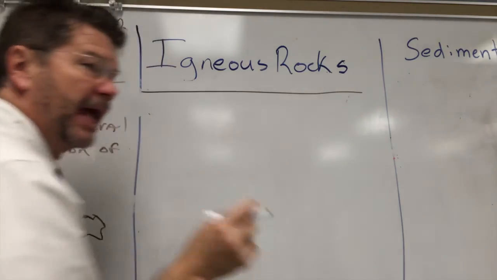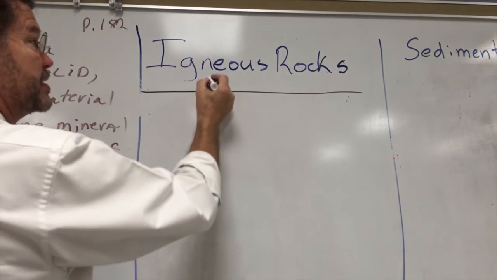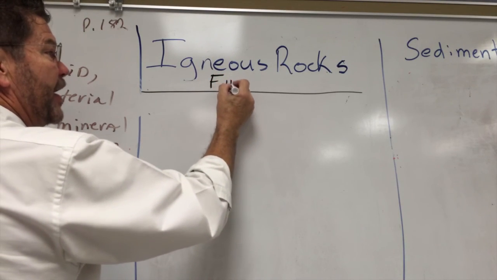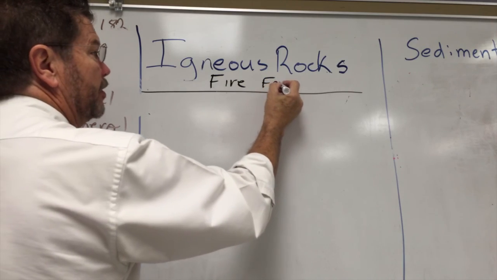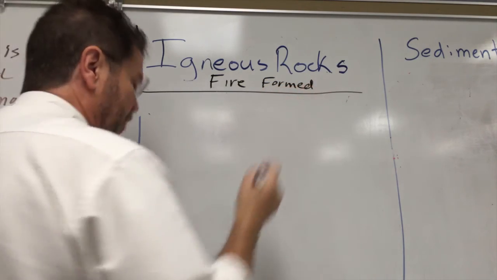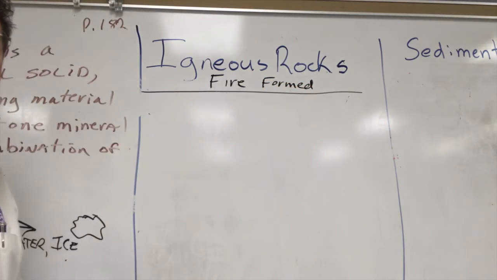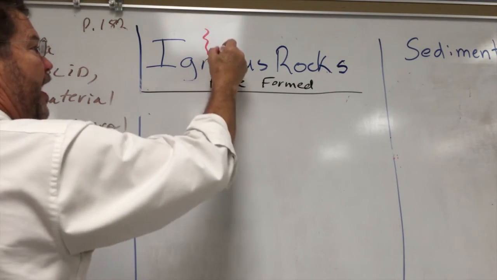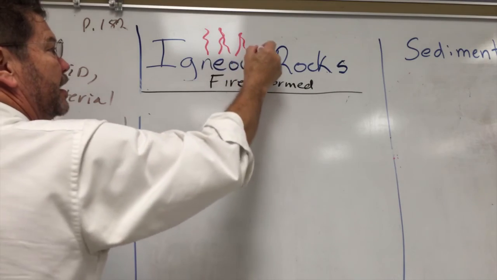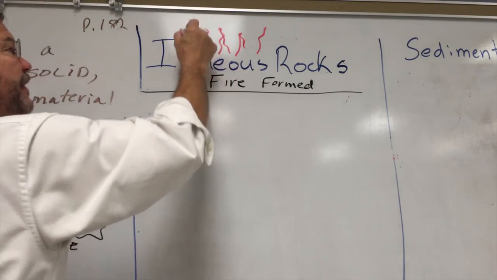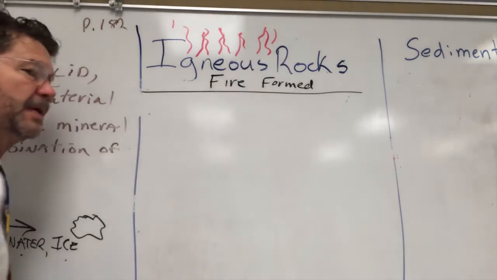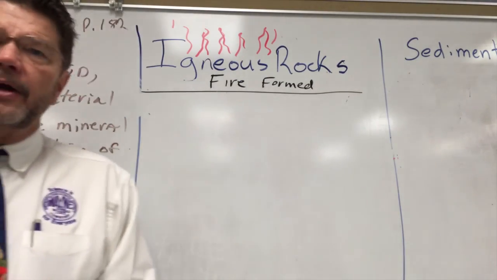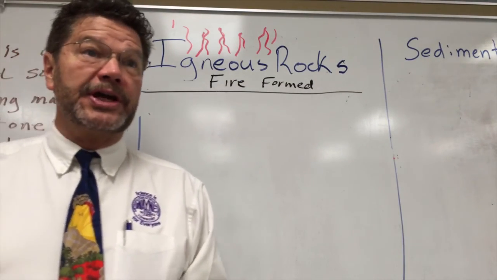Igneous rocks. And I want you to write this. Igneous means that rock is fire formed. Fire formed. That means it is made from melted rock. And I'm going to probably put some fire coming up on this thing right here. Igneous rock means fire formed. Got that?